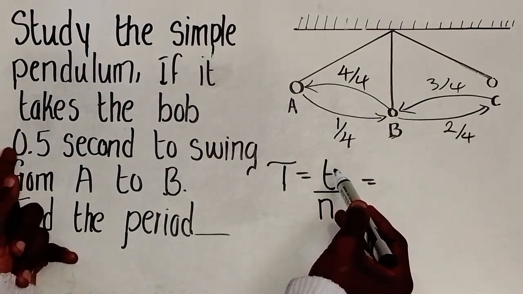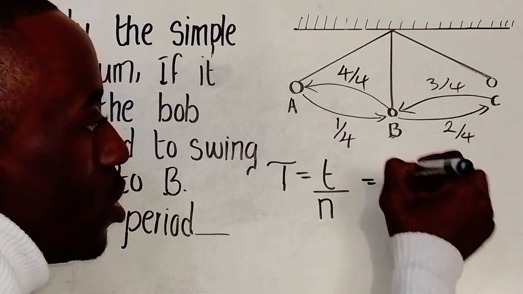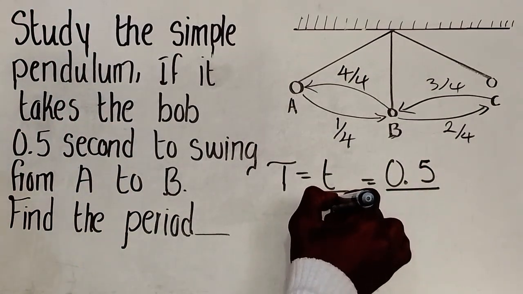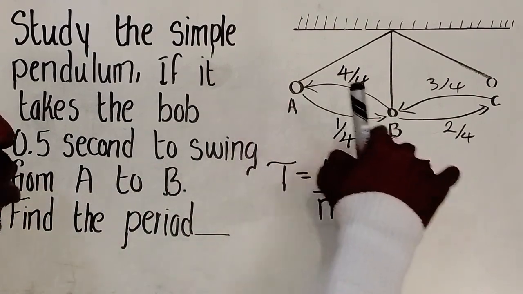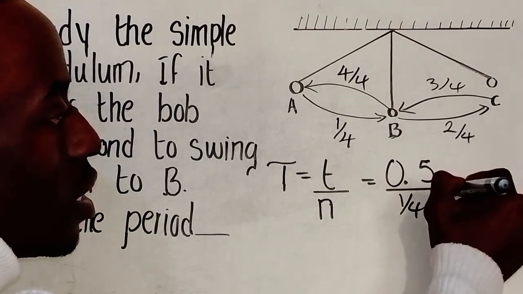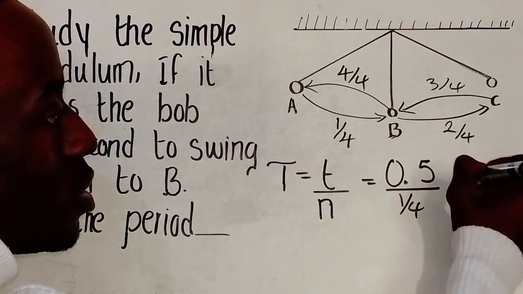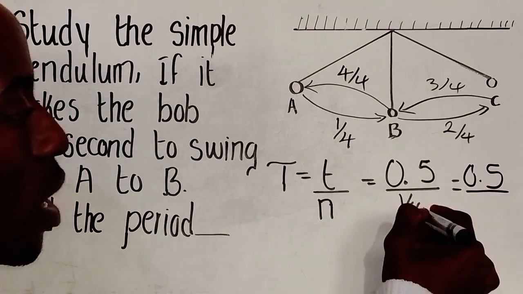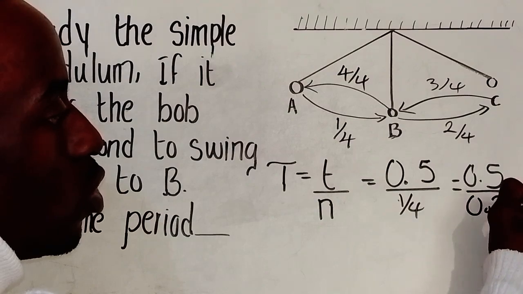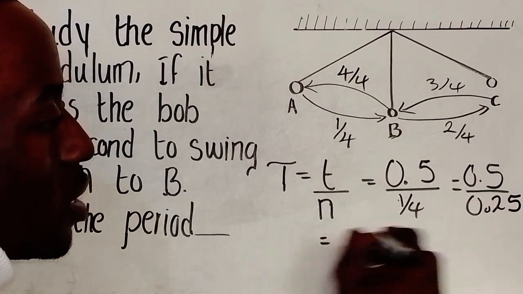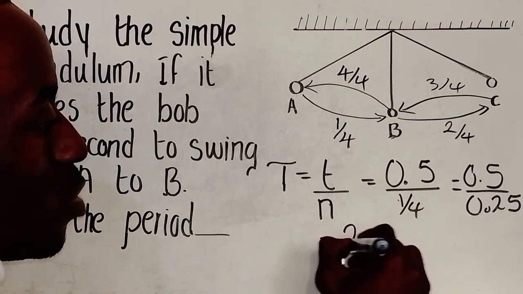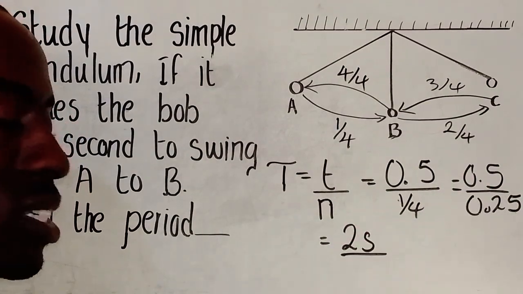So what is the time? 0.5. So here you put 0.5 like this. How about the cycle? The cycle they have said from A to B. So A to B is 1 over 4. So 1 over 4, you say equal. So 0.5 like this. So 1 in 4 into 1, it is 0.25 like this. So now we say 0.25 into T is equal to 0.5, which is going to give me 2 seconds, which is the answer.